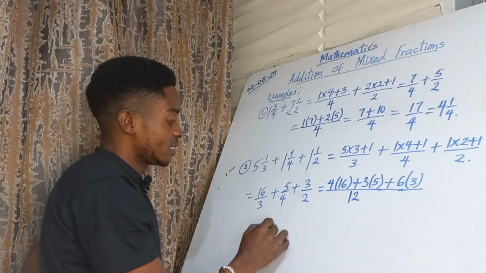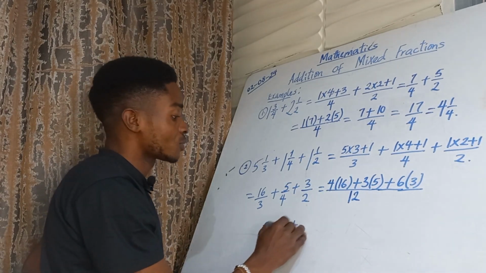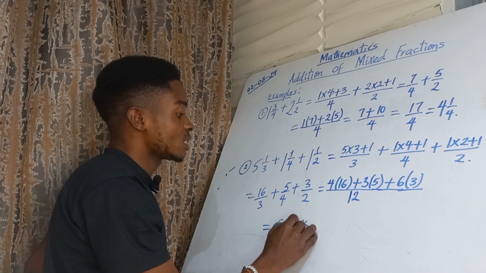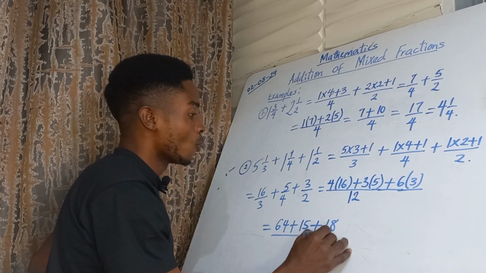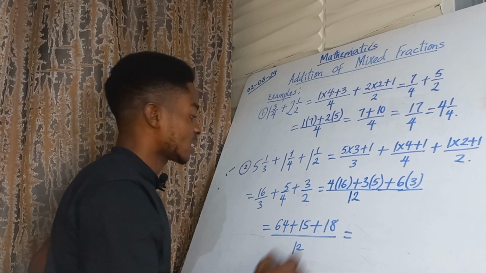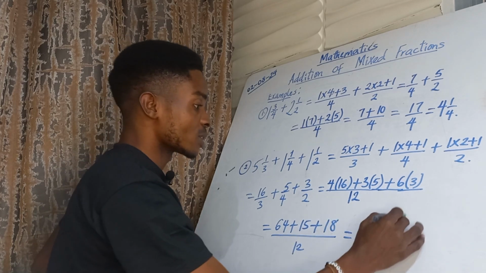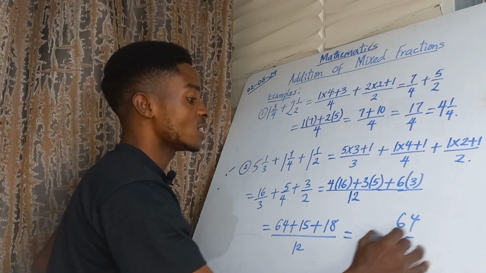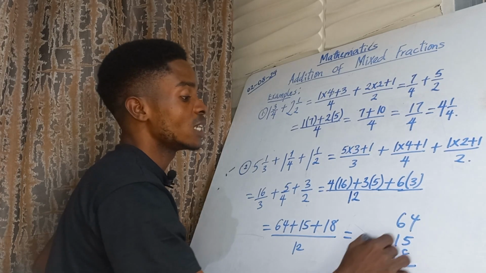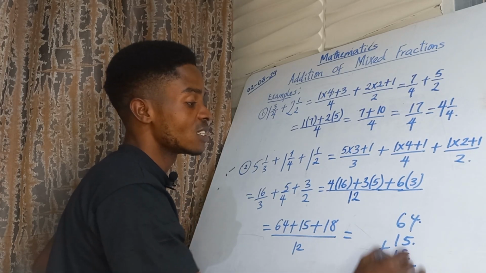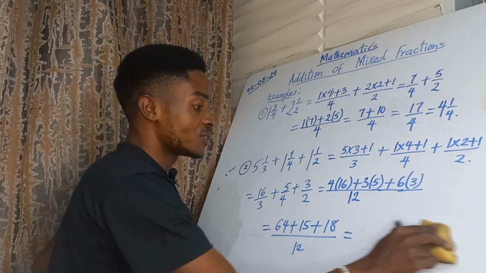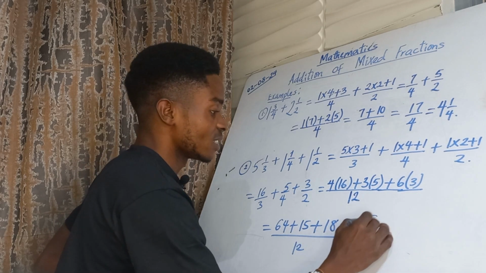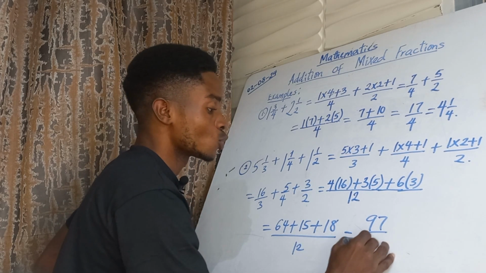4 times 16, that is 64. Plus 3 times 5, 15. Plus 6 times 3, 18. Over 12. Let's add up the numbers. 64, 15, 18. Add: 9, 17, 7, 1, 7, 8, 9. Altogether you have 97. 97 over 12.